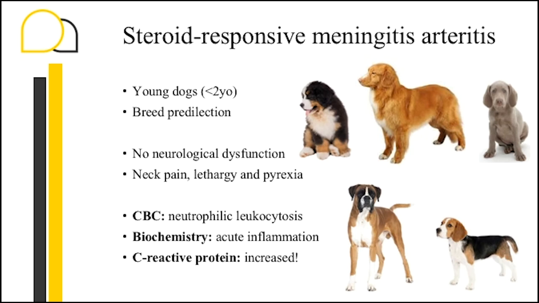Blood work can help to increase the suspicion of steroid-responsive meningitis arteritis if we see clinicopathological findings suggestive of acute inflammation like neutrophilic or even monocytic leukocytosis, hyperglobulinemia, or hypoalbuminemia. And a very useful biomarker is the C-reactive protein, which is very sensitive but also unspecific, so it can increase in any inflammatory disorder.